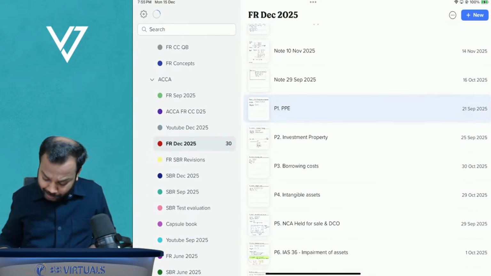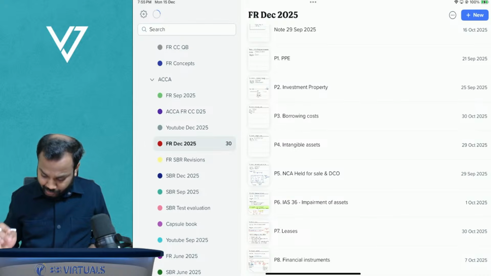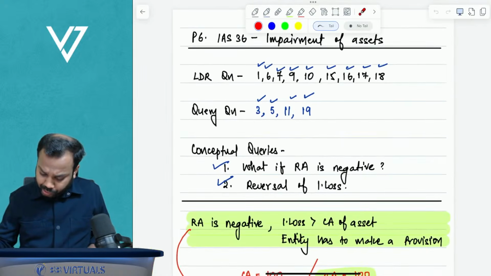Now let us see some other chapter called, let's suppose, impairment of assets. How many questions does it have?